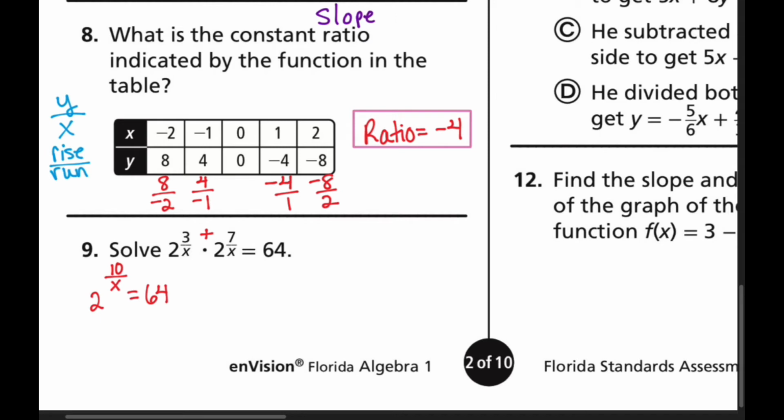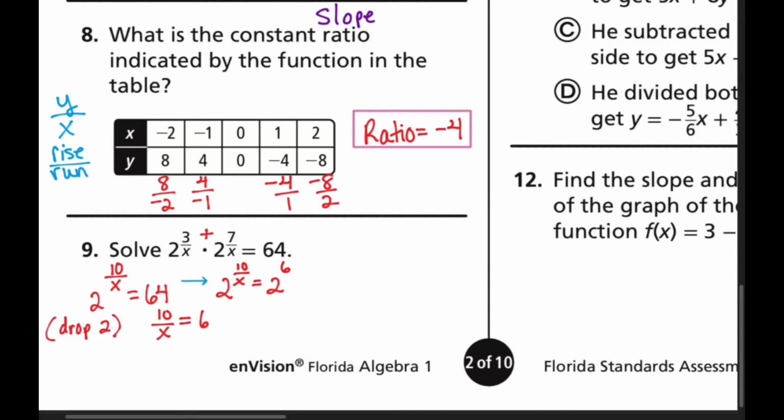So in order to do this, you actually have to change the 64 to have a base of 2 as well. So you have to use your calculator and figure out 2 to what power equals 64. And that would be 2 to the 6th power. When the two bases are the same, you can drop the bases and set the two exponents equal to each other. So I'm going to drop those bases and make it equal to just the exponents. So 10 over x equals 6.